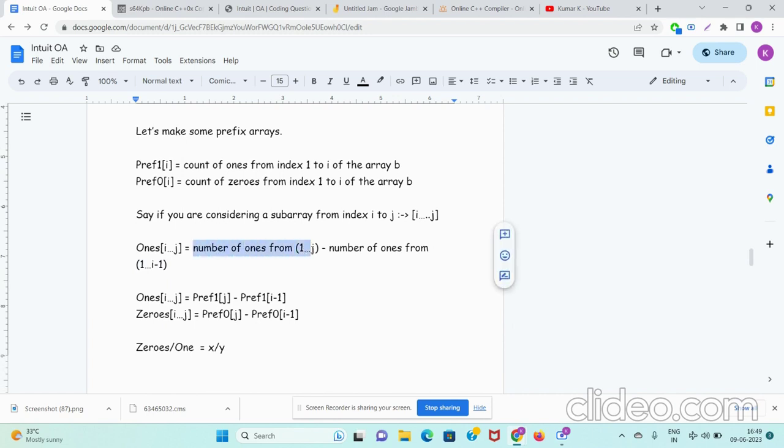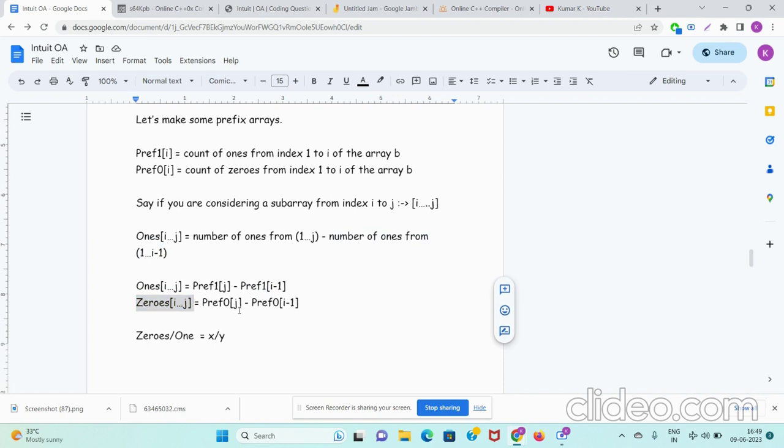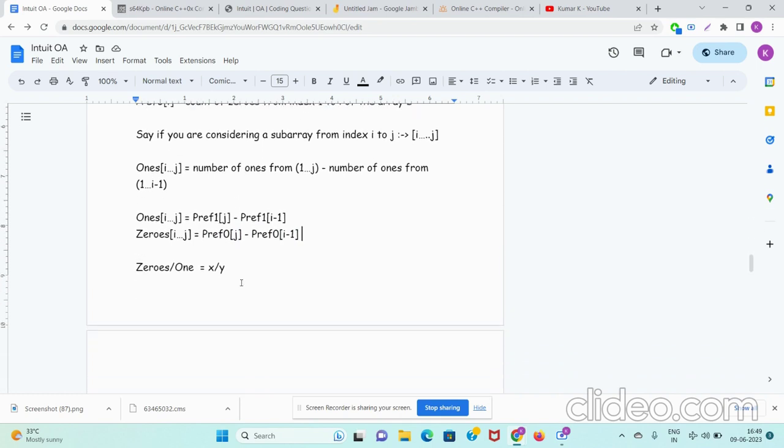So what is the number of ones from 1 to j? It is prefix 1 of j. Minus what is the number of ones from 1 to I minus 1? It is prefix 1 of I minus 1. The same property will be followed for zeros. How many zeros are there from I to j? Prefix 0 of j minus prefix 0 of I minus 1. That's it for now.